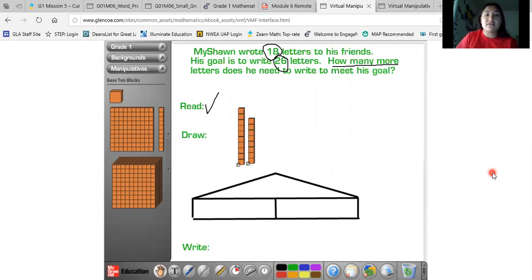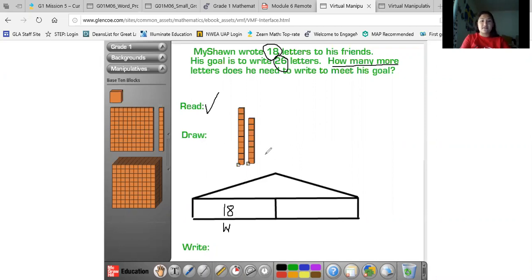His goal is to write 26 letters. Watch me use my tape diagram. This time I'm going to draw on my tape diagram using only numbers. So Mysean has written 18. He already wrote those. Notice I didn't put dots or a 10-stick and ones in this box. I just put the number so that it was super quick and easy for me to see.